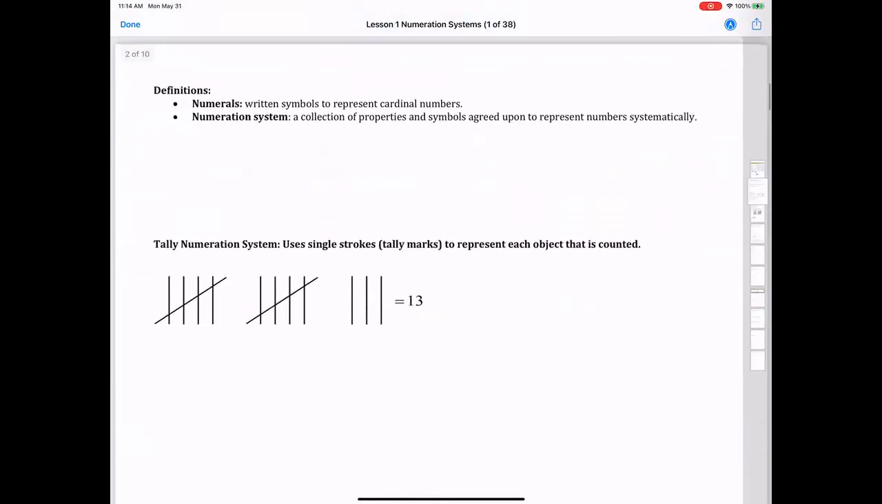So let's go to page 2. What are the definitions of numerals and numeration system? Well, numerals are the symbols that we use to represent cardinal numbers.